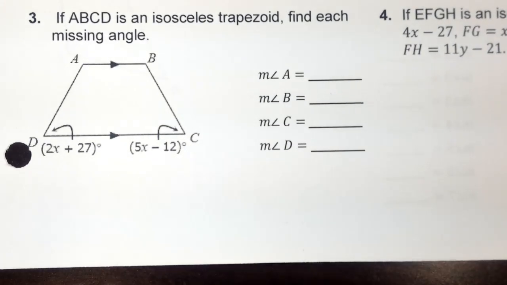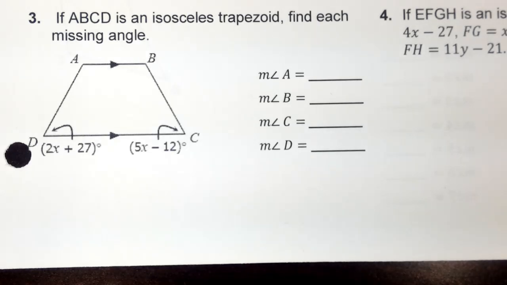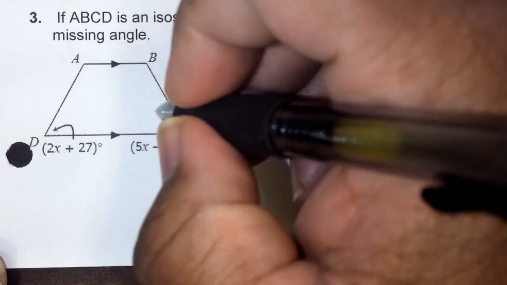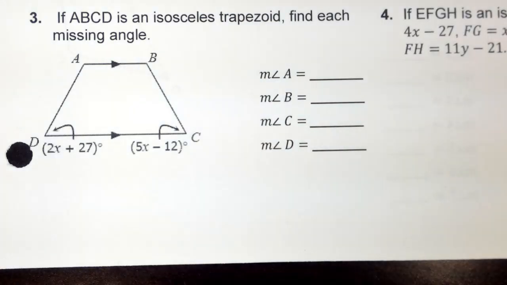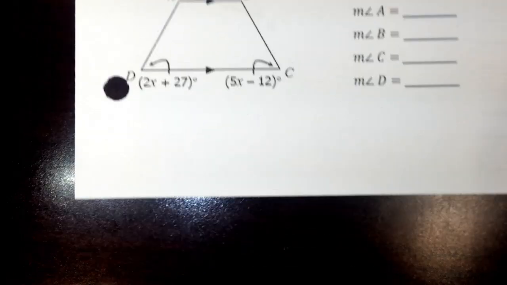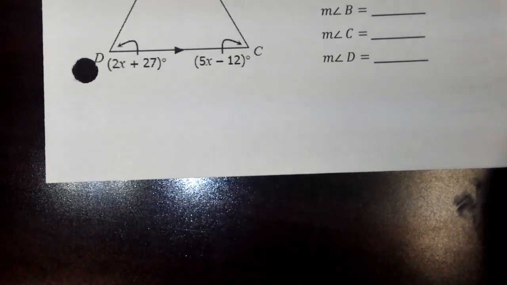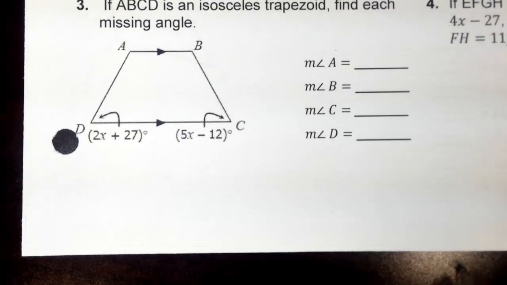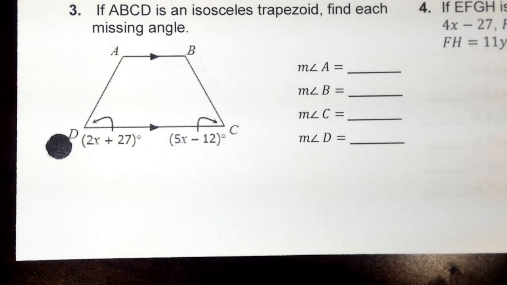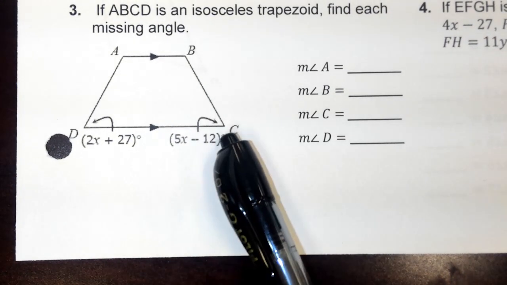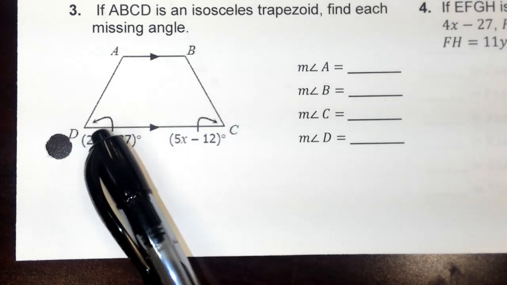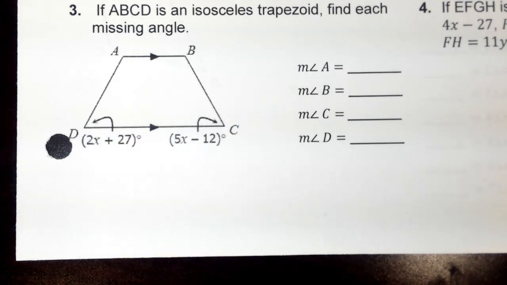All right, let's apply some logic. Number three, if ABCD is an isosceles trapezoid, so they are telling me it's an isosceles trapezoid. Find each missing angle. Based on them telling me it's an isosceles trapezoid, I should know some things about it. But Darian, based on what they gave me, an expression on angle C and an expression on angle D, what equation would you write to solve for x?